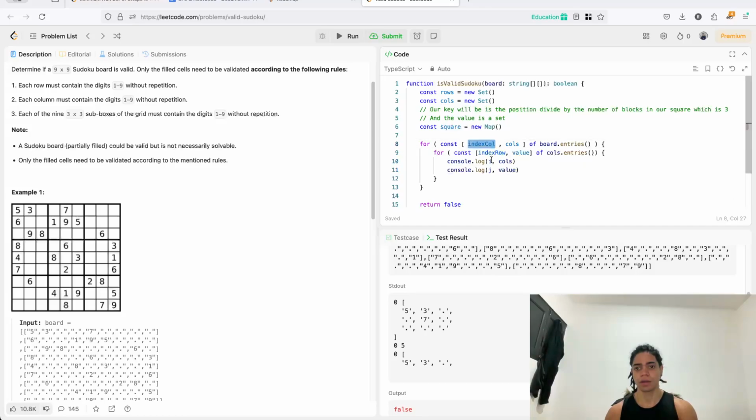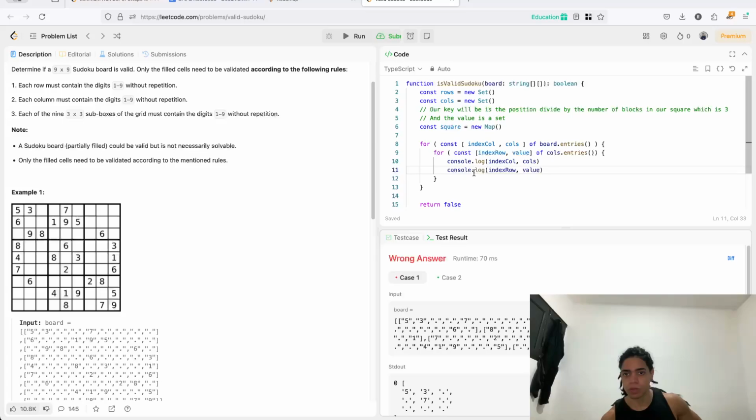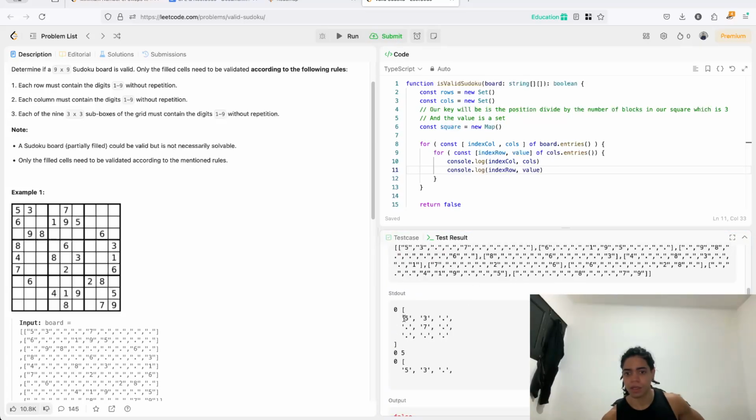Exactly. Index row. Alright. So then we run this. We have our code much more descriptive here. And there you got it, right?